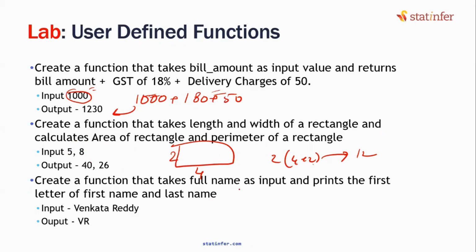Create a function that takes the full name as input. Now this is a string function. It should take full name as input. Let's say if the input is Venkat Reddy, it should return the first name's first letter and the second name's first letter. VR should be the output. That's what you have to do here.